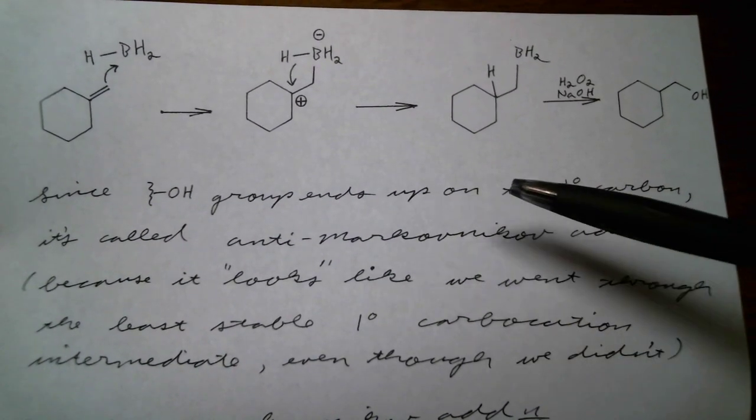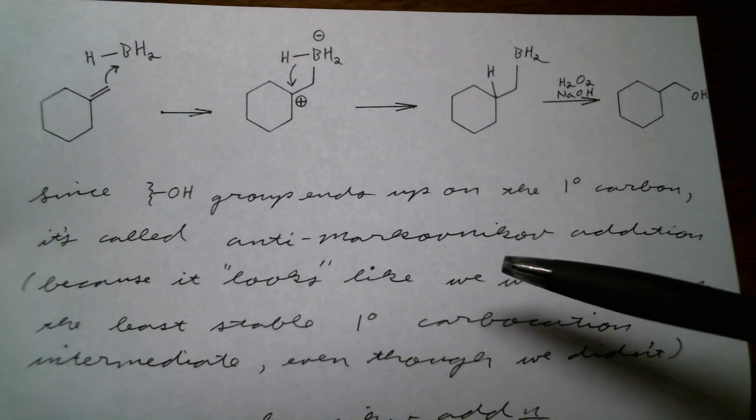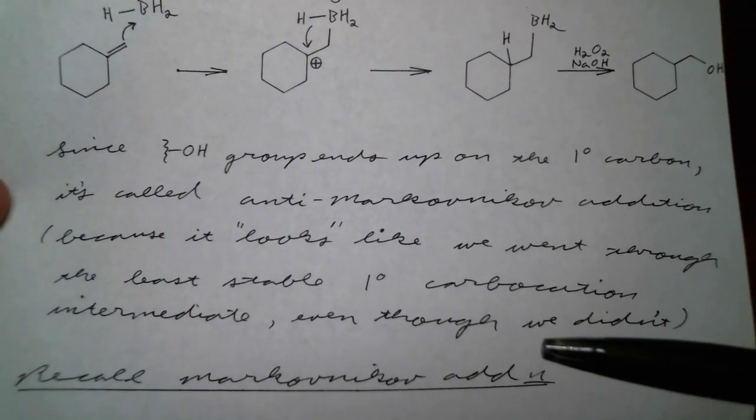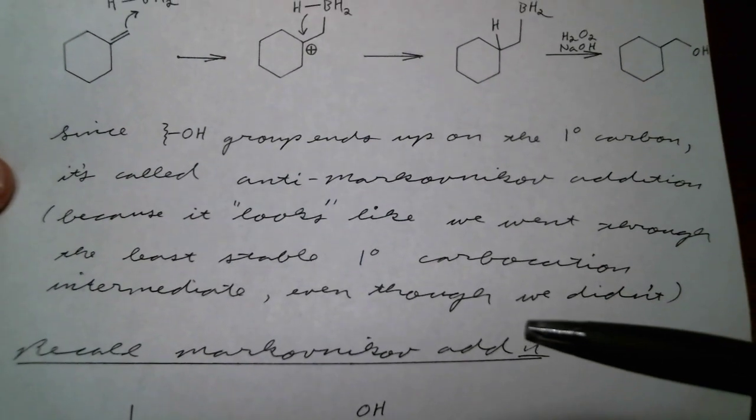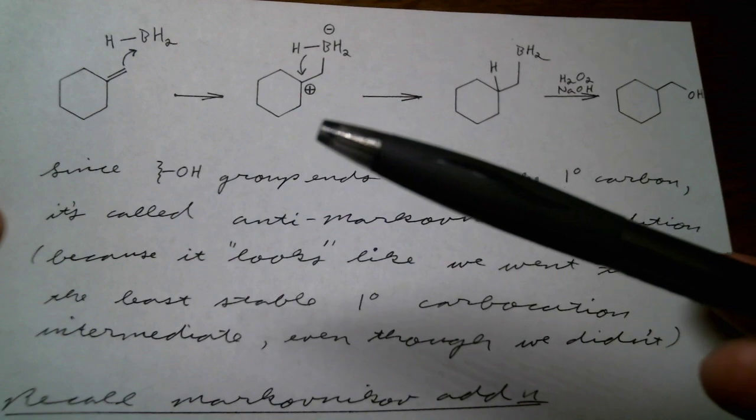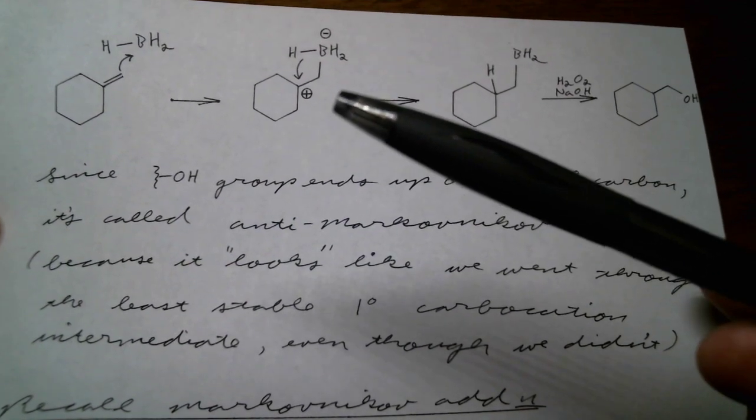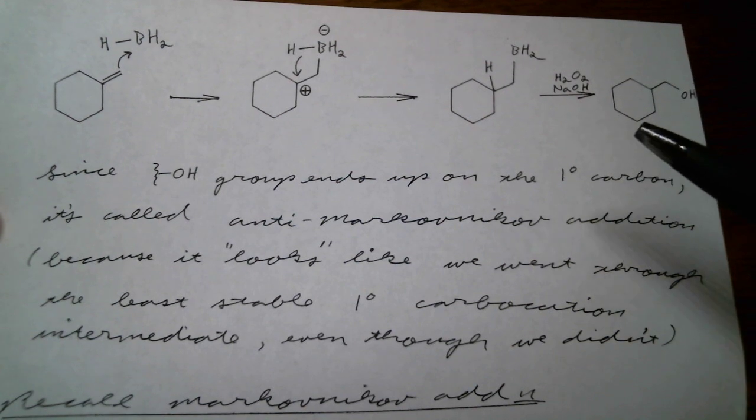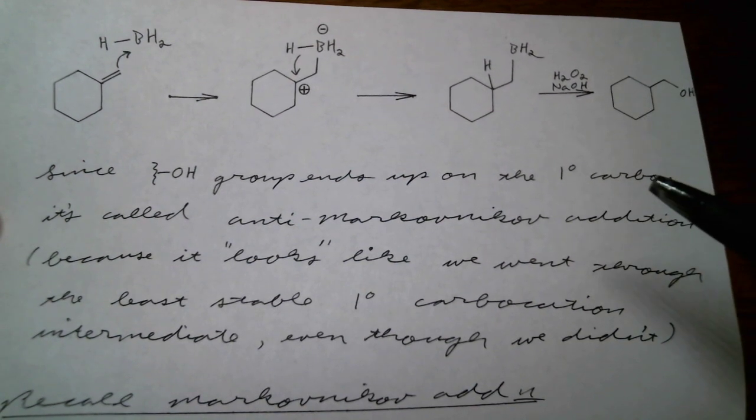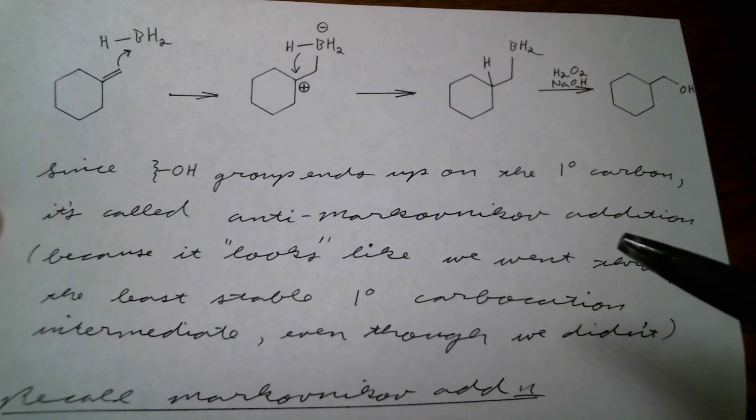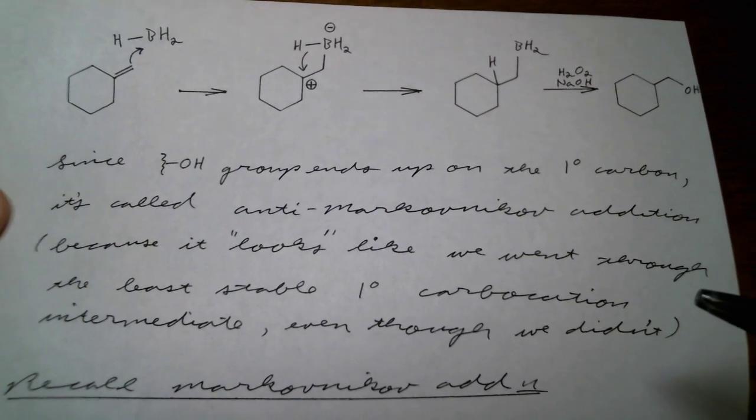Since the OH group ends up on the primary carbon, it's called anti-Markovnikov addition because it looks like it went through the least stable primary carbocation intermediate. However, we didn't, right? I showed you that the process of hydroboration is really Markovnikov. It's just that the alcohol product looks like an anti-Markovnikov addition of water going through a primary carbocation.